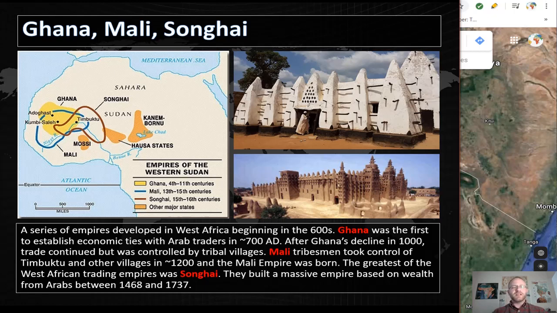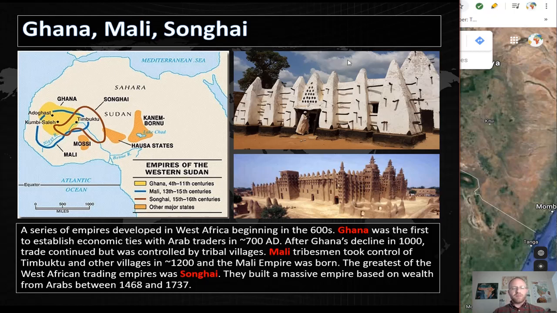Now, to get a better idea of the territory, we can look at the map here on the left. It shows the development of Ghana, Mali, and Songhai in West Africa. Mali would establish Islam as its official religion, and Songhai would follow suit. Songhai would develop in the ruins of Mali and continue their architectural wonders. Now, they would base their power out of Timbuktu as well, as this was the final stop for many of the Arab goods being transported from North Africa.